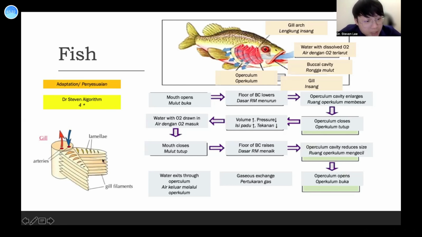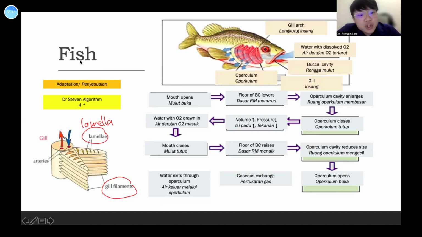There are two structures you must remember. One is the filament, gill filament. And another one is lamellae in plural. Singular is lamella. Okay, in Bahasa Melayu, single L. So lamellae are all these smaller branches from the filament. So if I want to talk adaptations, I can say the fish has many filaments and lamellae to increase the surface area, blah, blah, blah.